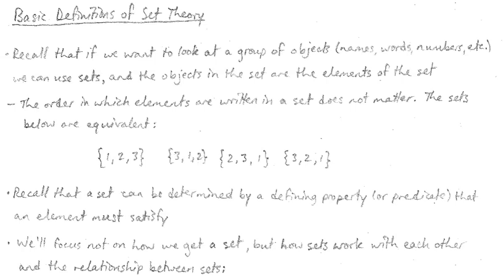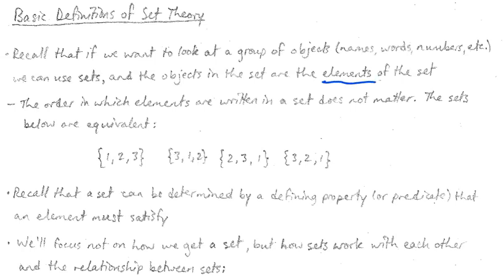So we've already had a little bit of an introduction into what these are from earlier on in the course. Recall that if we want to look at a group of objects, they could be numbers, they could be names, they could be words, they could really be whatever we want to look at. We can look at this group of objects using sets. The names for each of the guys in the set, each of those that are making up that whole group, those are called the elements of a set.